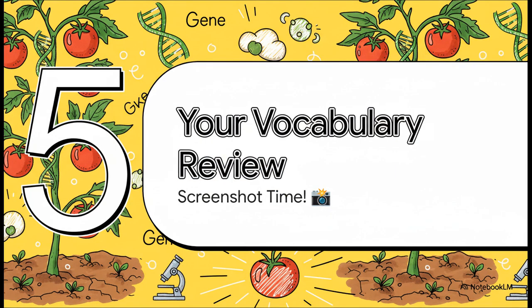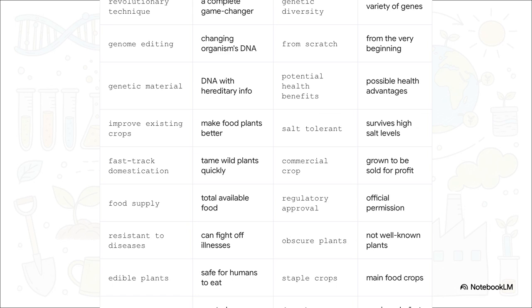Whew, we have covered a lot of important vocabulary. So let's take a second to review all of these powerful collocations. And hey, this is the perfect moment to grab a screenshot for your study notes. And here it is, your complete vocabulary list. We've talked about the core science with terms like genome editing and genetic material. We explored the process with phrases like fast-track domestication. We've described the awesome outcomes with traits like being salt-tolerant. And finally, we looked at the real-world impact with concepts like a commercial crop and getting regulatory approval. Every single one of these is a powerful tool for expressing complex ideas with total precision.